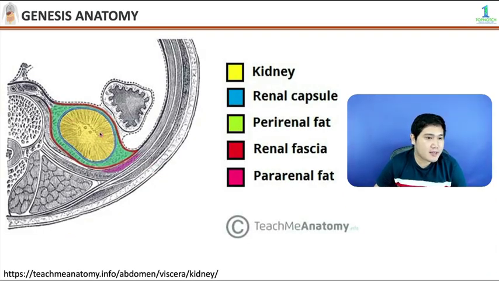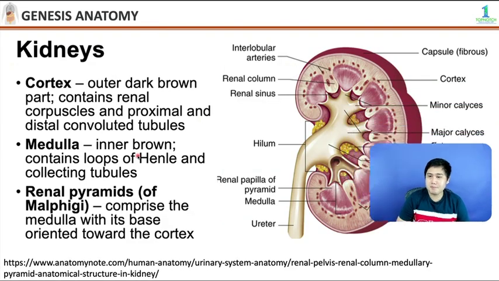So this is the kidney. The immediate covering is the fibrous capsule, or renal capsule, covered by perirenal fat. It is followed by the renal fascia, which will also cover the adrenal glands, and then further covered by the pararenal fat. So those are the protection of your kidneys.